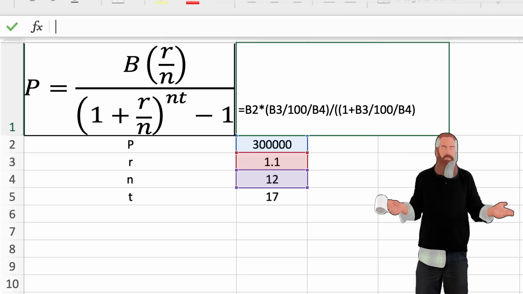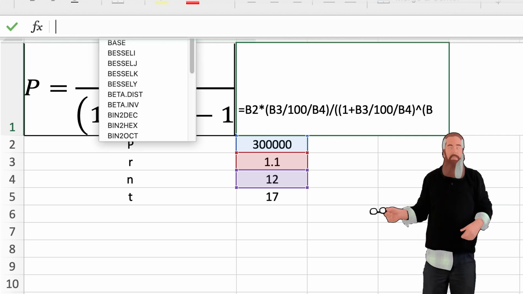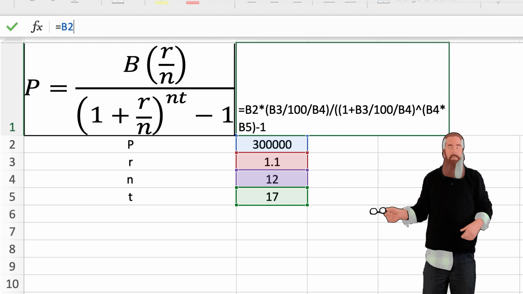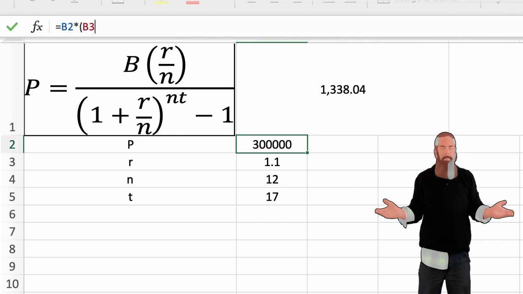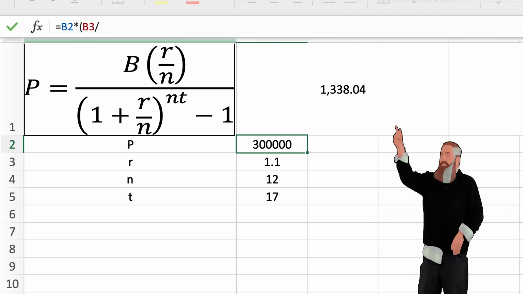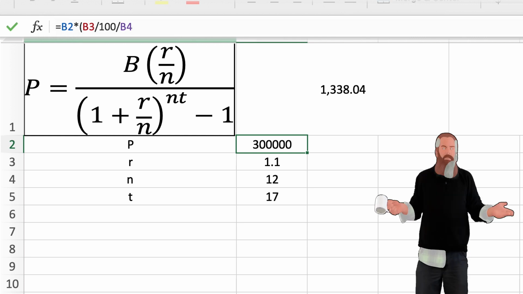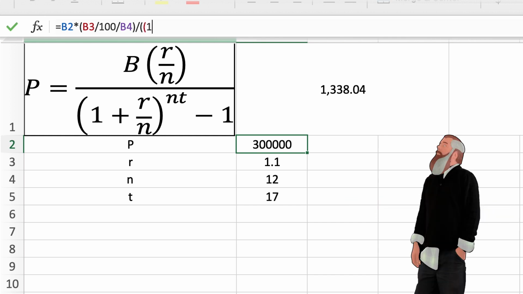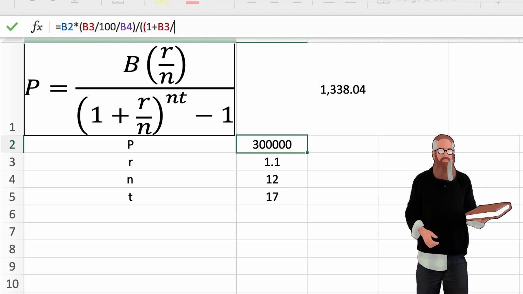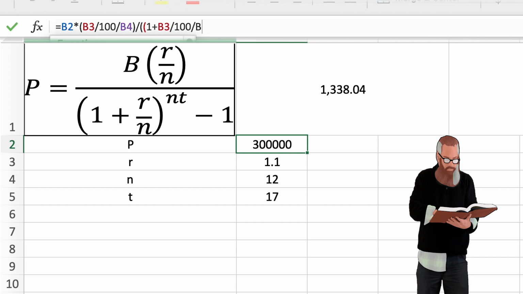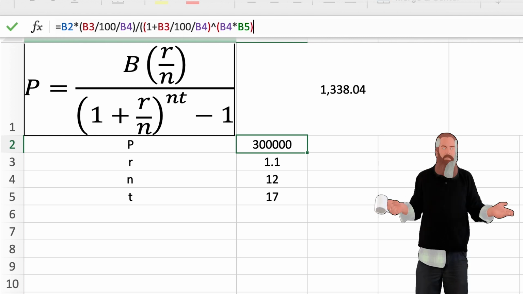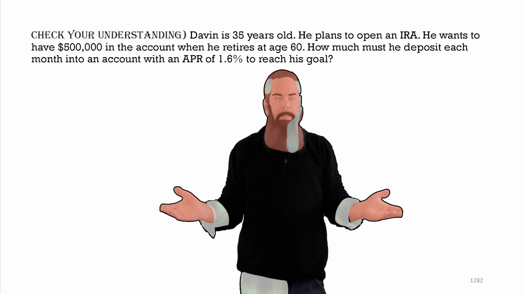But we could do this on an Excel spreadsheet, which we'll go ahead and do to see how that works. In the command bar, we are going to put equals B2 times, open parenthesis, B3 divided by 100 divided by B4, close parenthesis, divided by, parenthesis, 1 plus B3 divided by 100 divided by B4, close parenthesis, up arrow for the exponent, open parenthesis, B4 times B5, close parenthesis, minus 1, close parenthesis, and hit enter. We get $1,338.04.